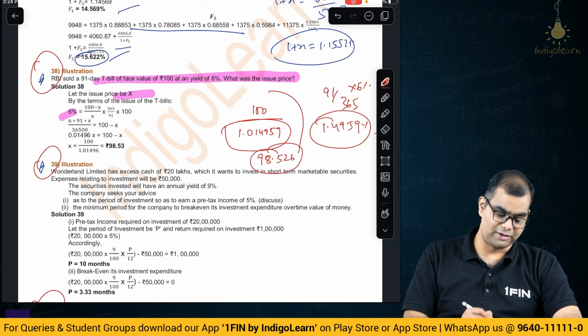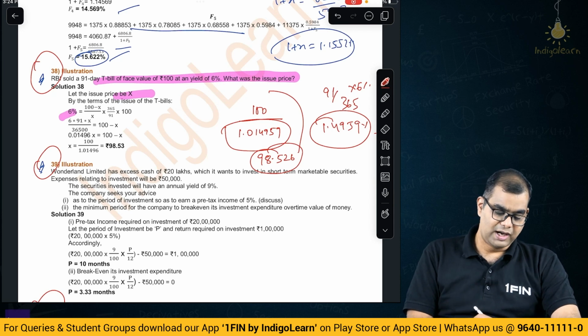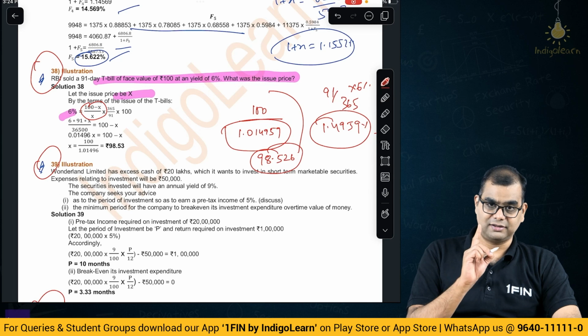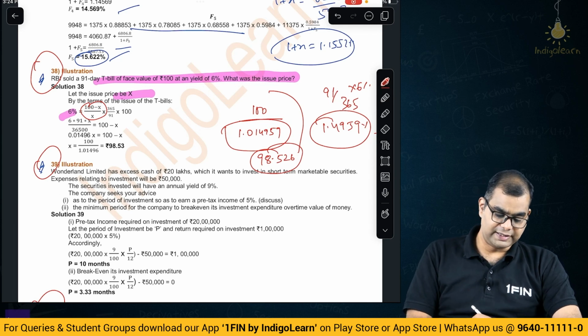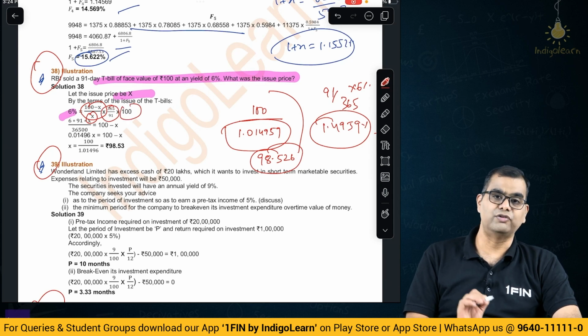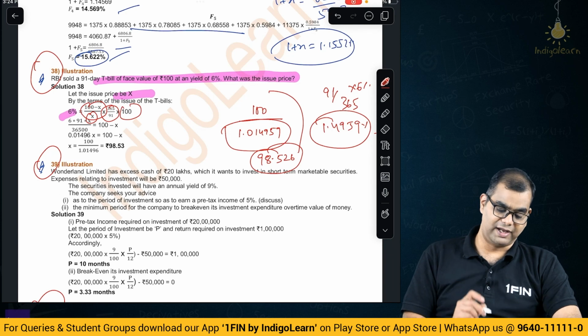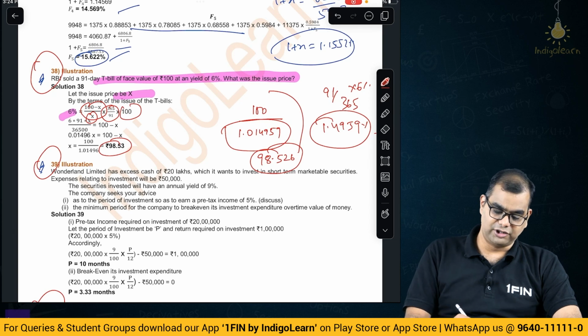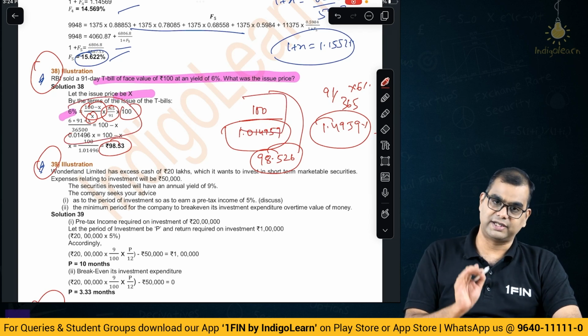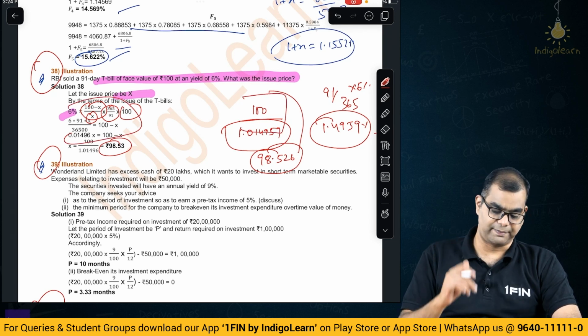Now, the other way to do it, this is based on what I explained to you in the previous problem. In this problem, you can do it in another simpler way. 100 minus x, whatever is the issue price, 100 minus x is the interest accrued over the period. That interest on 100 rupees, into 365 by 91 into 100, will give you 6%. So, you solve for the value of x. So, you will get the value of x as 98.526, right, 53. So, either way, whether you do it this way or this way, you will get the same answer because the underlying logic is the same.